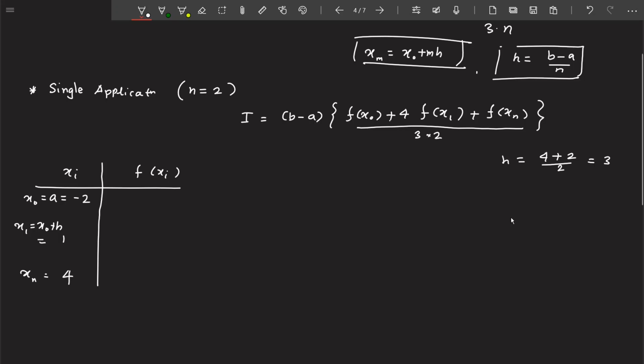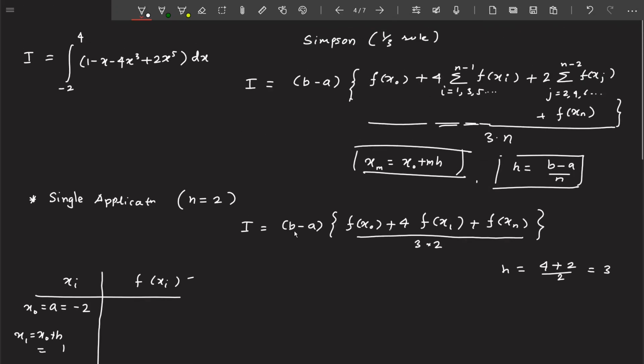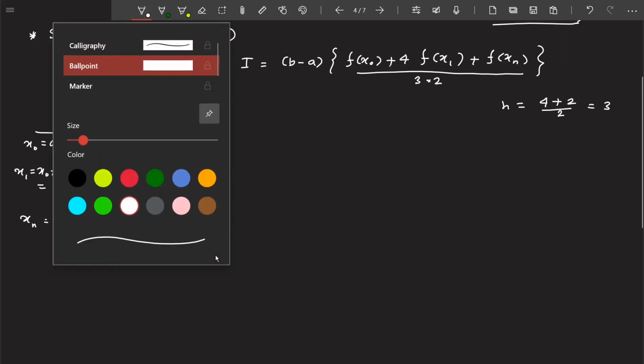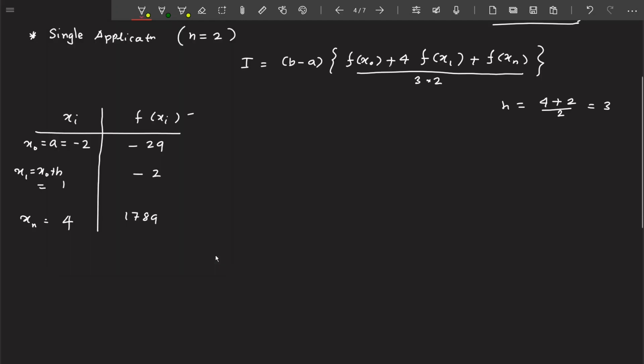Okay. So when you substitute these values of x in f of x. Now what is f of x? As we have already seen in other problems, this thing is f of x. So you have to substitute the value of x in this equation, and when you do so, you'll find out the value of f of x that you are getting is minus 29. This is going to be minus 2 and 1789. Okay.